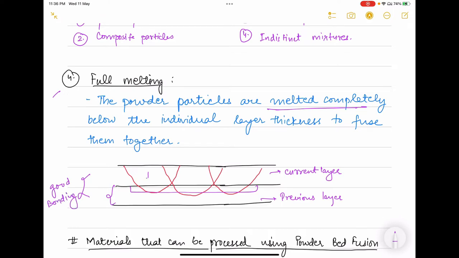Also, if this is your first scan track, this is your second scan track and this is your third scan track, it is always good to have some melting of the previous scan track so that this inter-track bonding is also good.